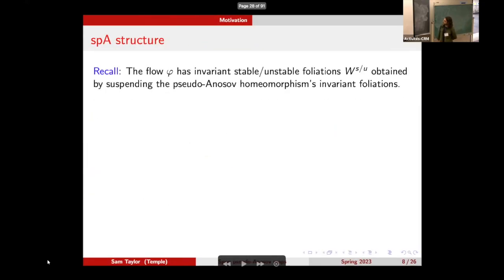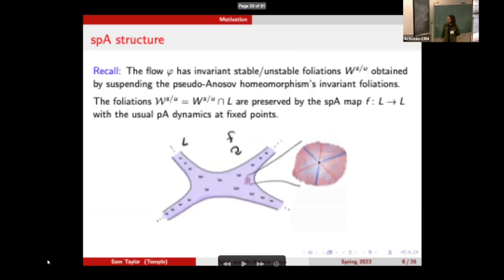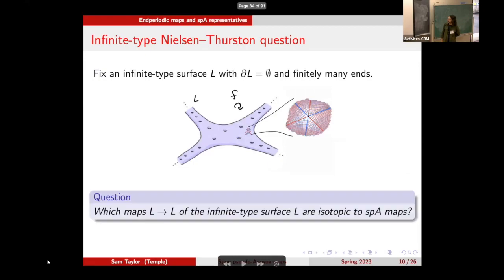How do you see the finite contact surface in the boundary? Yeah, there's a way. Actually, I'll tell you now. Sorry for so much flipping.